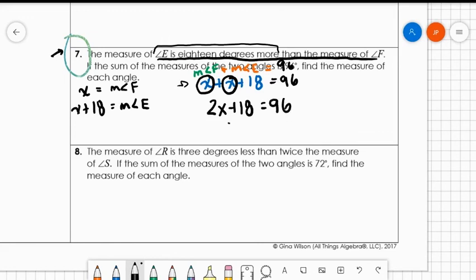Now I'm going to start moving some stuff around. I'll subtract 18 from both sides. And then x is 39.